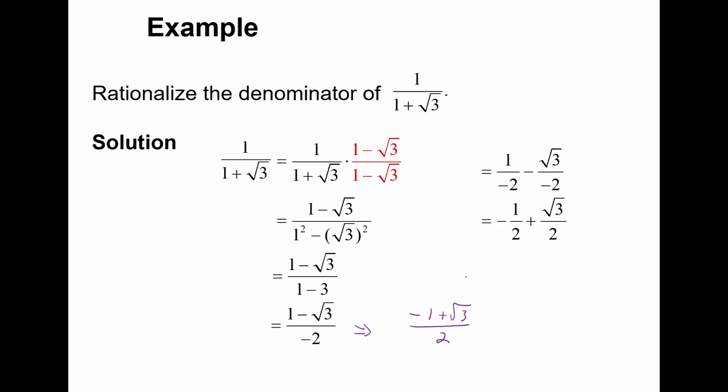Now, does that equal the same thing here? Well, if we break that apart, it's going to be a negative 1 over 2 plus square root of 3 over 2. So this and this are the same thing. This is broken apart into two pieces. This is left as one fraction. So it kind of depends. Sometimes they ask for one, sometimes they ask for the other. Usually they want that positive in the denominator. So that's the key piece there.